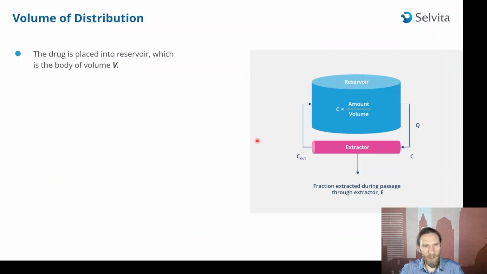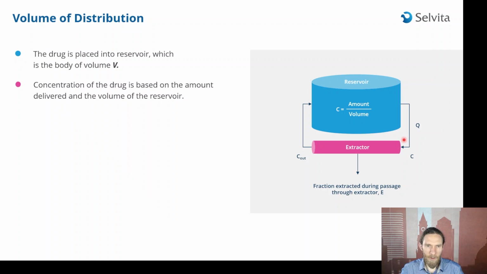So now let's talk about volume of distribution. In the single compartment approximation, we have a reservoir. This is the body, and a drug is placed in a particular volume of the reservoir. And we have the extractor organs, kidneys and liver mainly, which constantly drain the reservoir of the drug. So the concentration of the drug is based on the amount delivered and the volume of the reservoir.